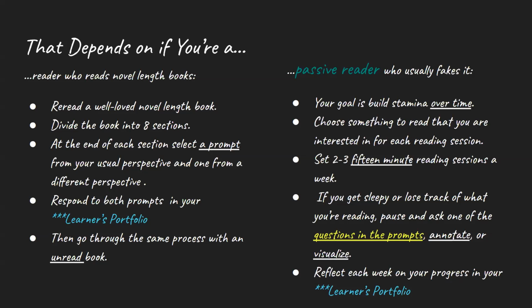It doesn't have to be equal, but I want you to have 8 good stop points where you stop and do some thinking. At the end of each section that you've selected, you're going to select a prompt from your usual perspective and one from a different perspective. And if you're not sure what your usual perspective is, it should become really apparent as you start rereading this book that you enjoyed. That natural reading perspective should kick in pretty quickly.